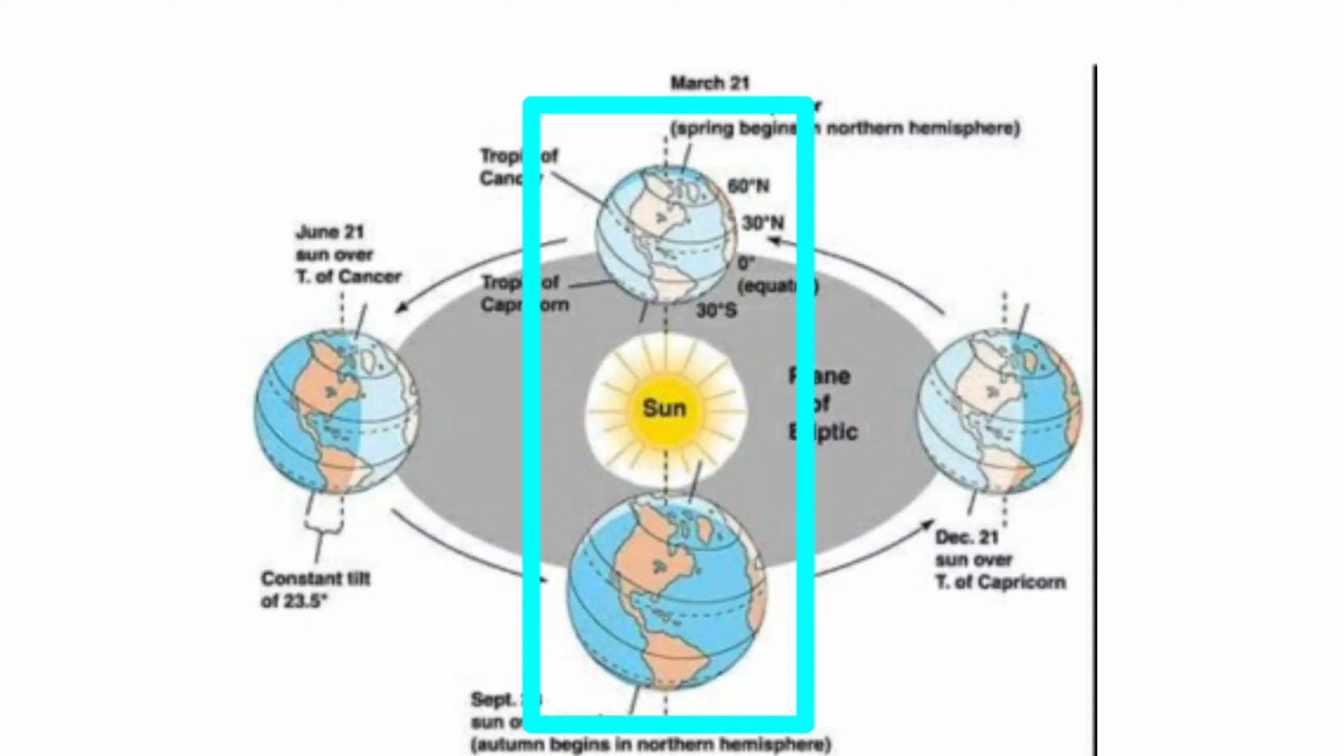In the third position, in these two positions the sun's rays fall equally on the Earth, so this is also known as equinox, which is our next topic. So these two are spring or autumn. In these two positions, mainly spring and autumn seasons are experienced.